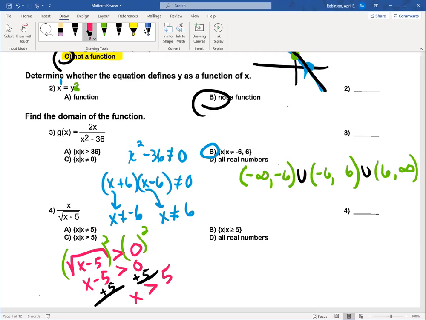Because if you put 5 right here where that x is, 5 minus 5 would be 0, and the square root of 0 would be 0, but then you'd have a 0 in the denominator, and you know, things implode when you put zeros in denominators. So it cannot be an equal to, it's got to be greater than. And that would be choice C, right there.